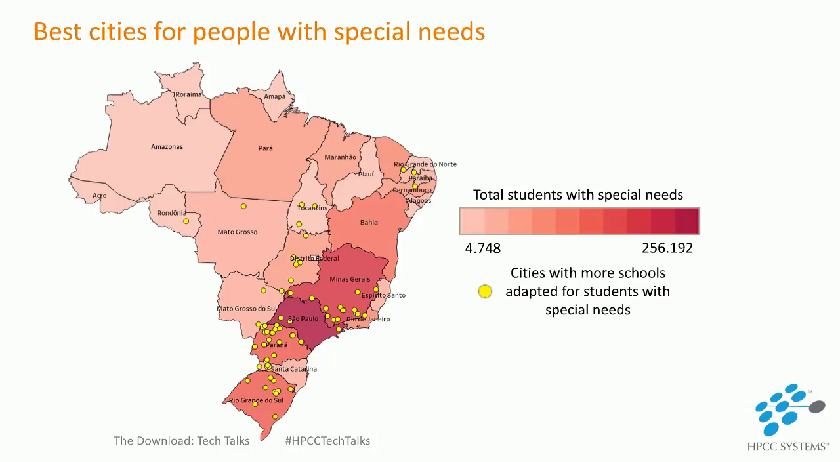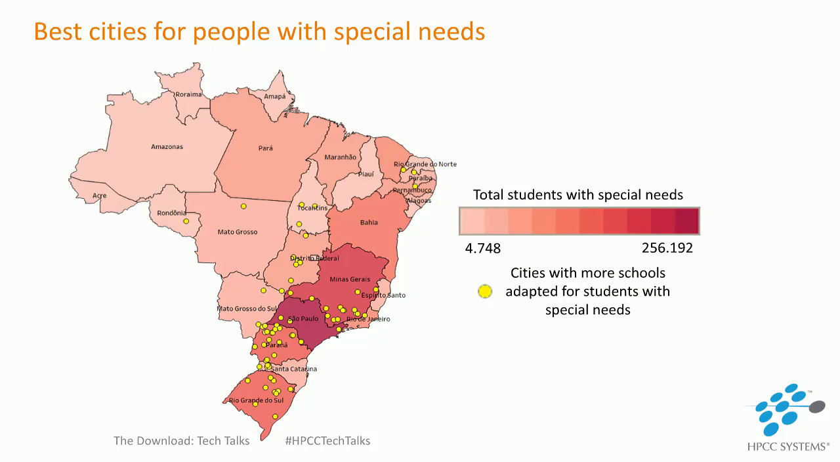And as you can see, the biggest part of students with special needs are in the southwest of Brazil, and it's in São Paulo the biggest number. And in the northwest we have a small number, but also we can see that in Paraná, we have the biggest amount of cities that have schools that are completely adapted for persons with disabilities.